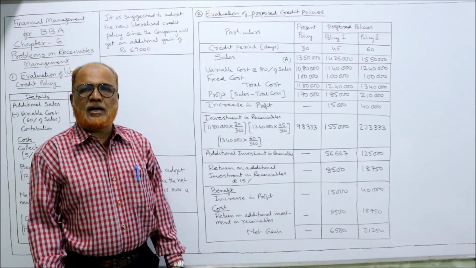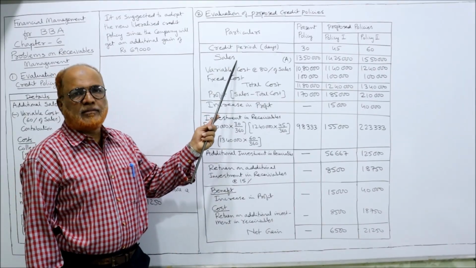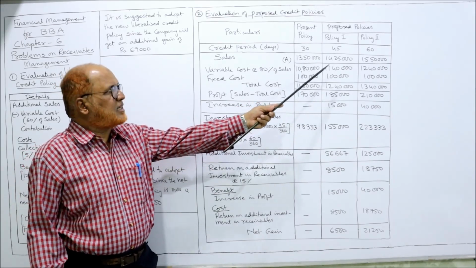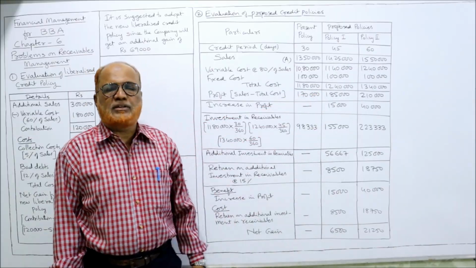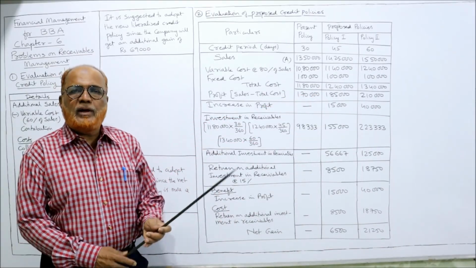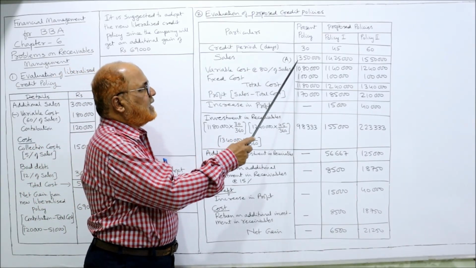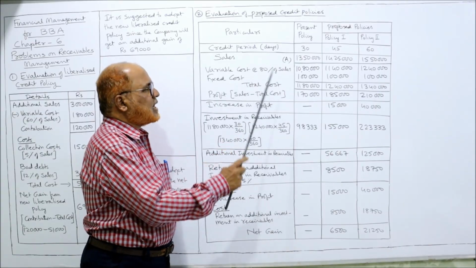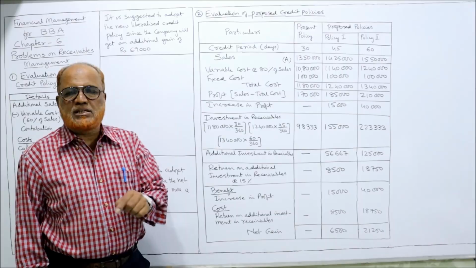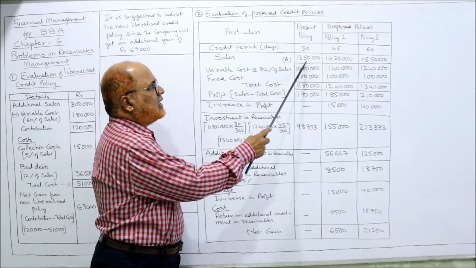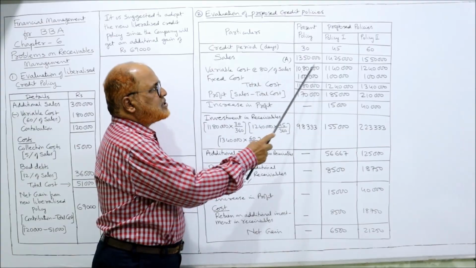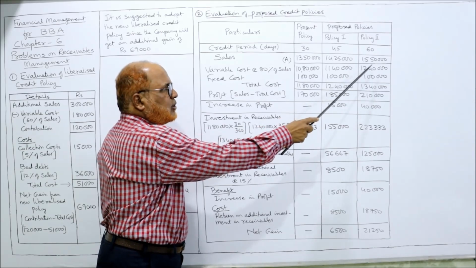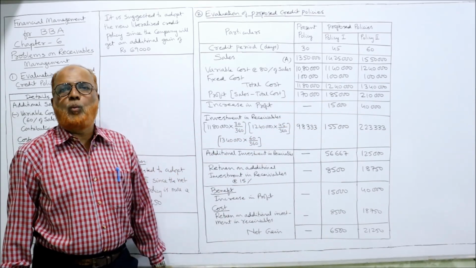Now we'll start our calculations. First of all, sales. Presently sales are 13,50,000 and the proposed policy sales are 14,25,000 and 15,50,000, clearly given in the problem. Now we'll take the cost. This sales we treat as A. Then variable cost at the rate of 80% of sales is given. So 80% of 13,50,000 is 10,80,000. 80% of 14,25,000, you get 11,40,000. 80% of 15 lakh 50,000, you get 12 lakh 40,000. That is the variable cost.